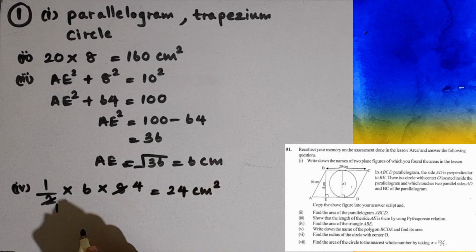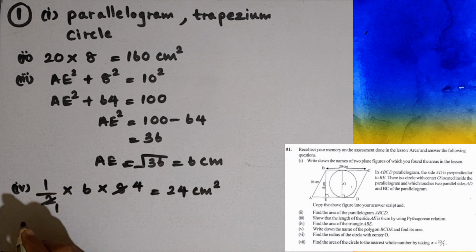Then part 5, write down the name of the polygon BCDE and find its area. The name of the polygon BCDE is trapezium. That is a trapezium.